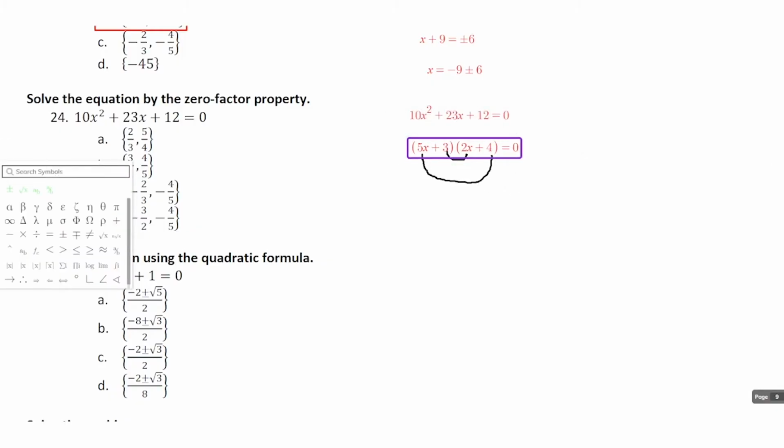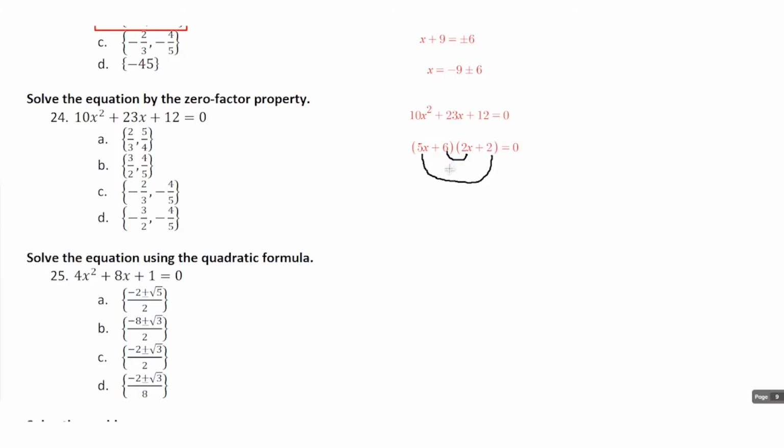How about instead of 3 and 4, we try 6 and 2 and see if that leads us anywhere. 6 times 2 is going to be 12, so this is 12x. Apply these together: 5 times 2 is 10, we get 10x. We're so close. We're trying to get these to add up to 23, but just not there yet.